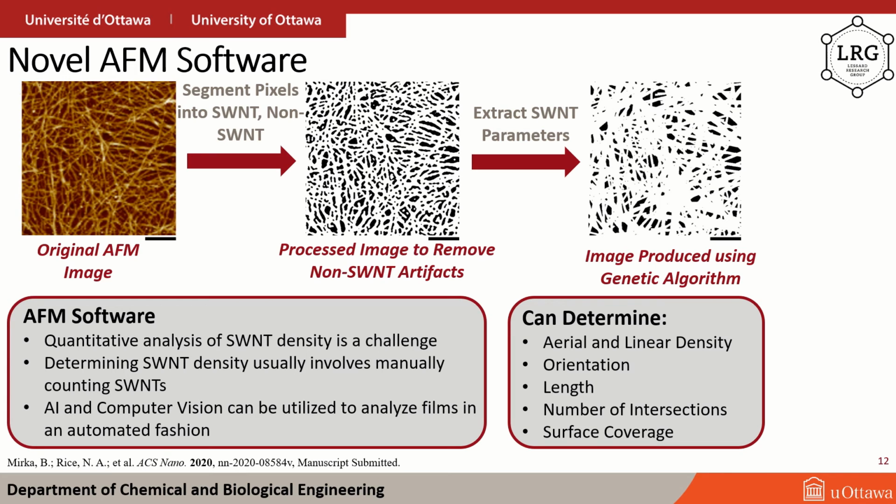The program works by first segmenting pixels into carbon nanotube and non-carbon nanotube, thus eliminating non-nanotube artifacts. The image is then processed using a genetic algorithm to extract the carbon nanotube parameters, such as the number of nanotubes or the orientation. The development of this software was a significant advancement for our study, as what would previously have been unfeasible could be done in a short amount of time.